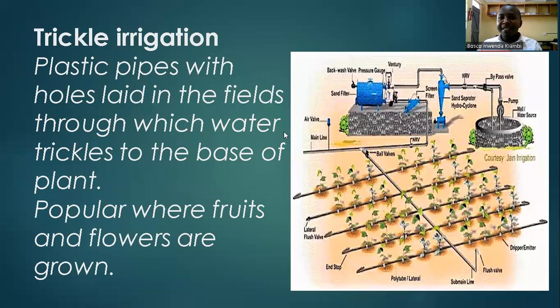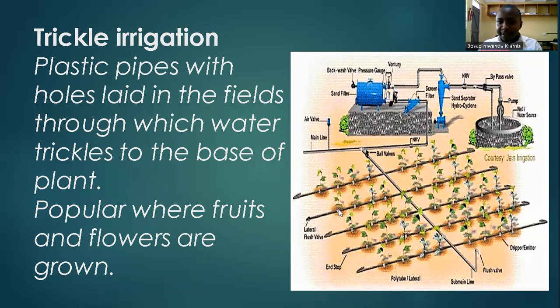The other form of irrigation is trickle irrigation. And the trickle irrigation involves the use of plastic pipes. And those plastic pipes have holes, and those holes are at particular intervals depending on where the crop or the plant is. And from there, the water will trickle to the base of the plant. As a result of that, it is going to minimize the wastage of water a lot. I think the diagram is able to show us clearly.